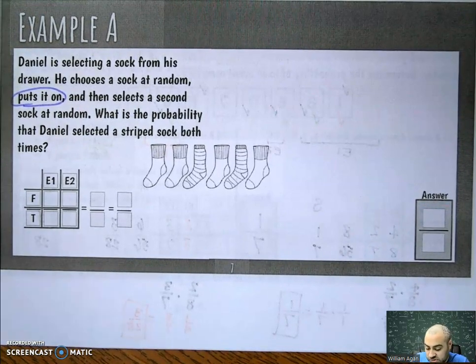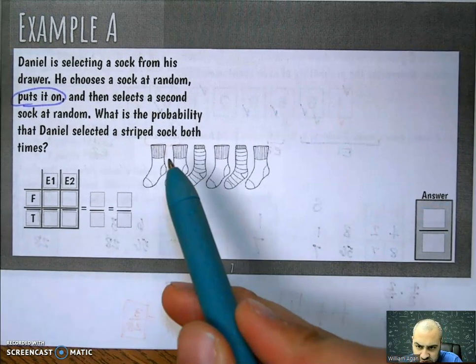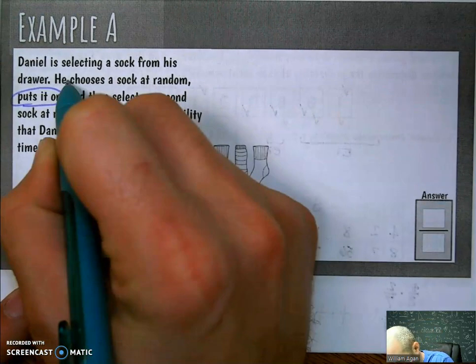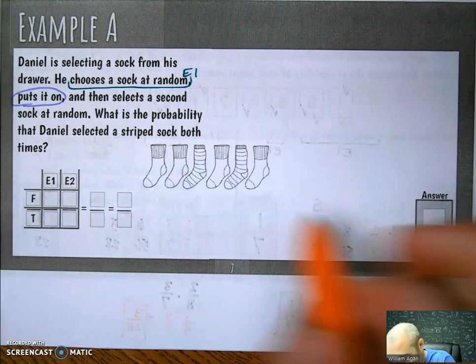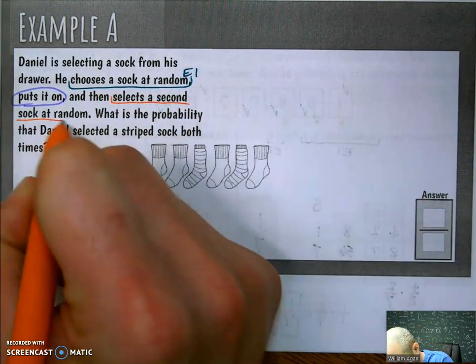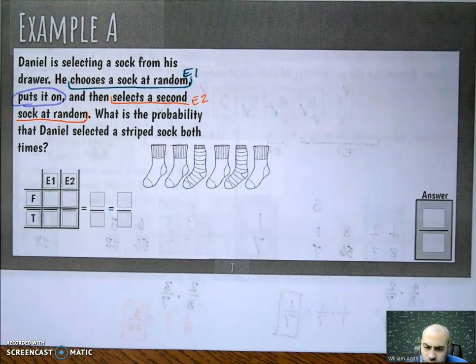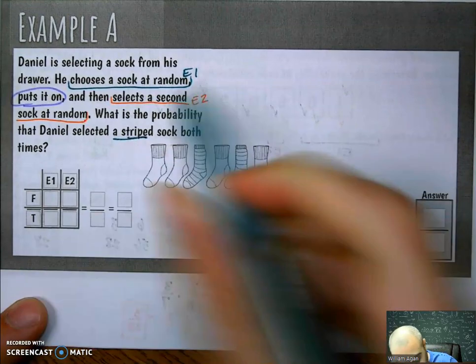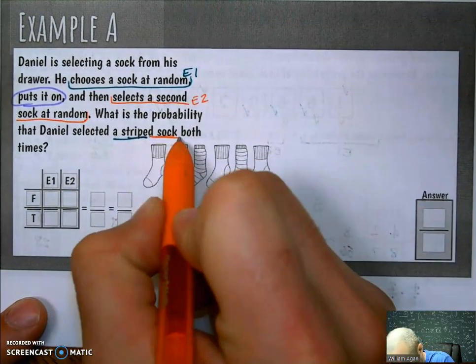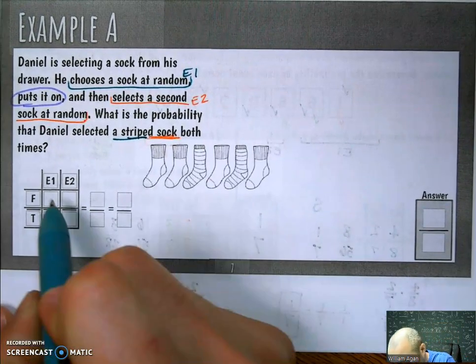Okay, so our first event, well, how many events are there actually? He chooses a sock at random. That is event 1. Then he selects a second sock at random. That is event 2. Okay, but what does he want to get? What are his favorable outcomes? Okay, so for event 1, it says he wants a striped sock, and event 2, it says he wants a striped sock. So he wants the same thing both times.